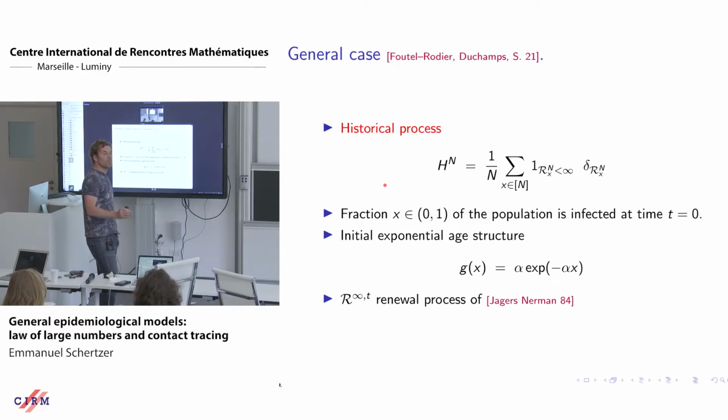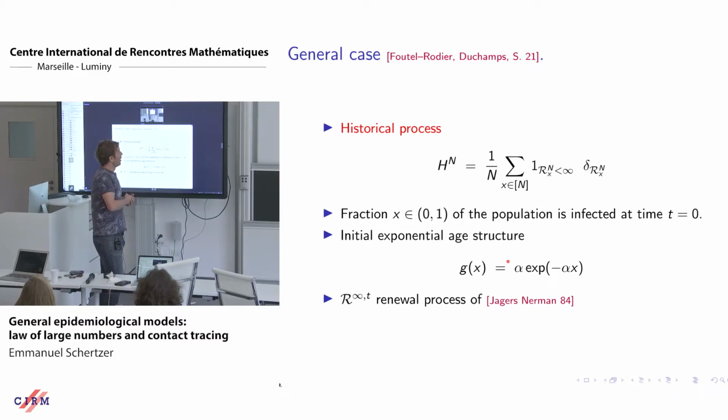And just to make things simple, this can be relaxed. You will see, in a second, how this can be generalized. But I would like to assume that I have the same initial exponential H structure as in Jagers and Nerman. So this is exactly the same model as before, the branching model of Jagers and Nerman. But now I assume that my population is finite and that I have a non-trivial contact rate.